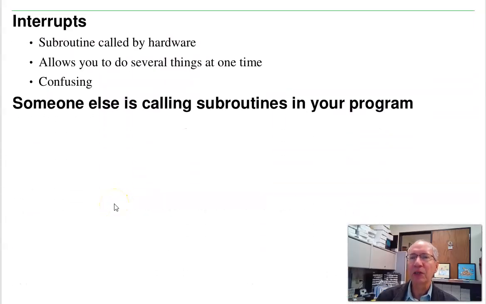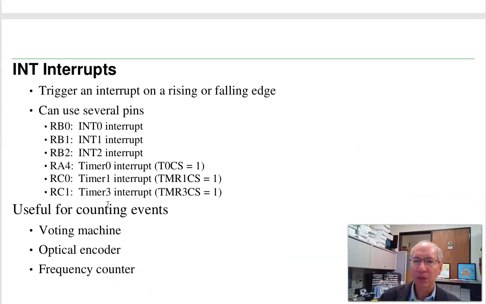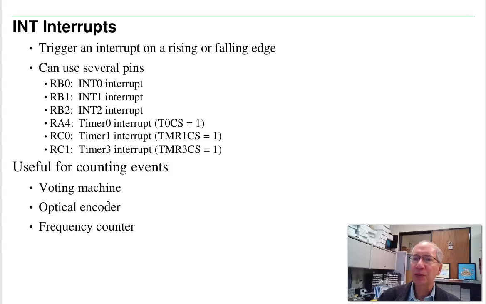So starting out, interrupts are kind of confusing. It's a subroutine called by hardware. It's really powerful. It allows you to do several things at one time, but it's also confusing because someone else is calling subroutines in your program. Once you figure them out, though, they're really useful. We're looking at several types of interrupts.